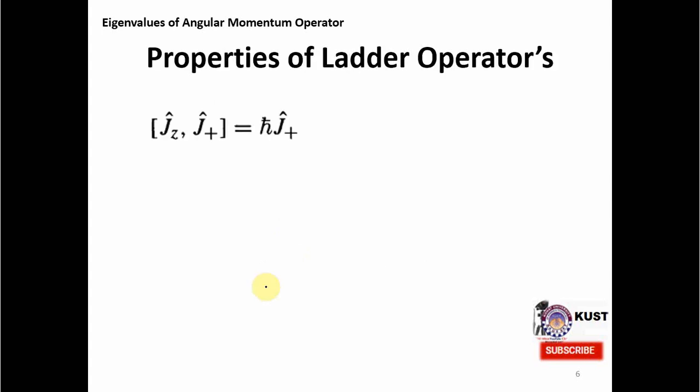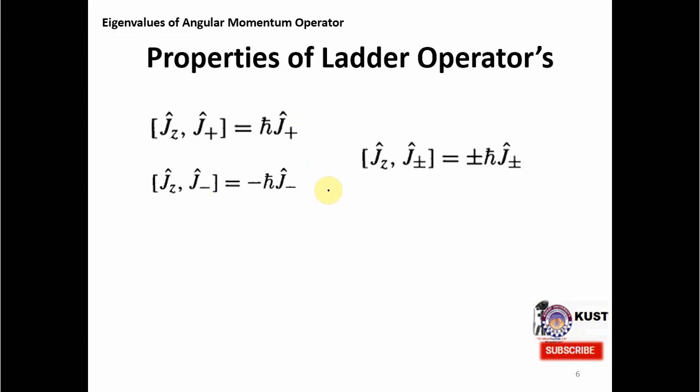First of all, the commutation relation between J plus and Jz is equal to h bar J plus. We will derive this in a moment, but just now note that when J plus commutes with Jz it is equal to h bar J plus, and similarly the commutation relation of J minus with Jz is equal to minus h bar J minus. Or we can combine them and write it like this: the commutator of J plus-minus with Jz is equal to plus-minus h bar J plus-minus. So this is the first property which we have at our hand, and we will use it in order to derive the eigenvalues.